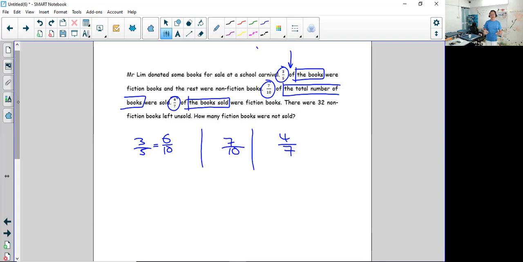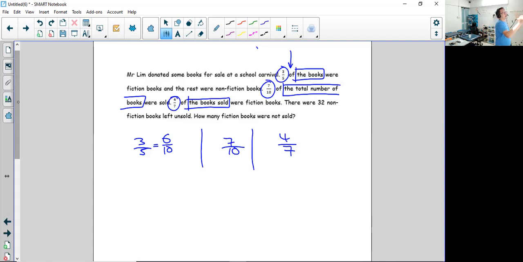So there are 3 fractions. The fractions talking about the same group are 3/5 and 7/10, and the 4/7 is talking about something else. So we don't make them all the same denominator. So can we draw the model? Yes, we can. Once you understand this, we can draw the model. Okay, let's draw the model and read the question again.